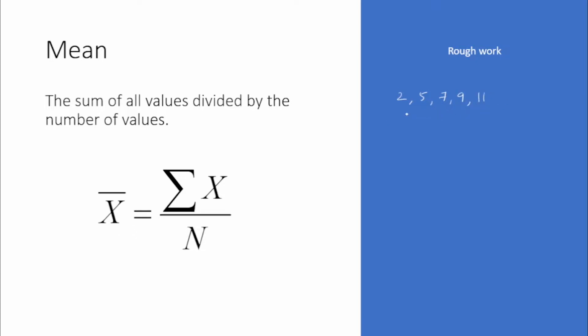How we are supposed to find the mean is we have to add all of these numbers, all of these values. So we first find the sum. 2 plus 5 plus 7 plus 9 plus 11, right? So 2 plus 5 is 7, plus 7 is 14, and 9 plus 11 is 20. So 14 plus 20 will be 34, right?